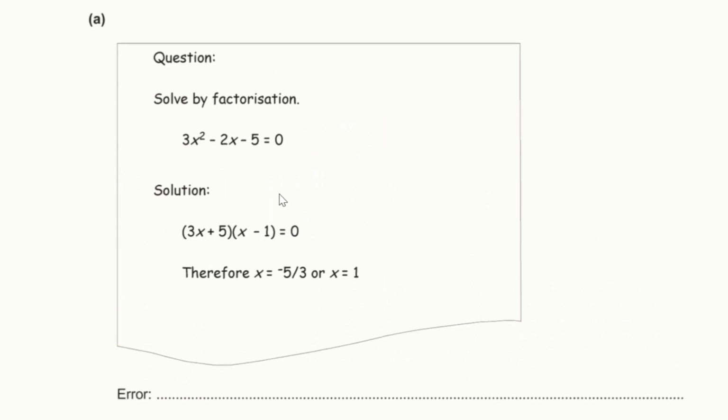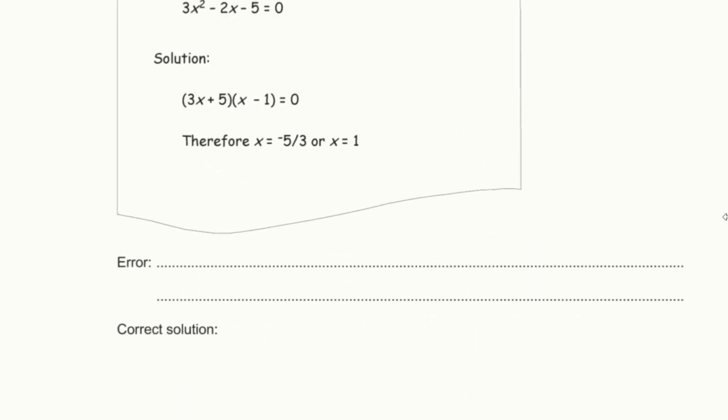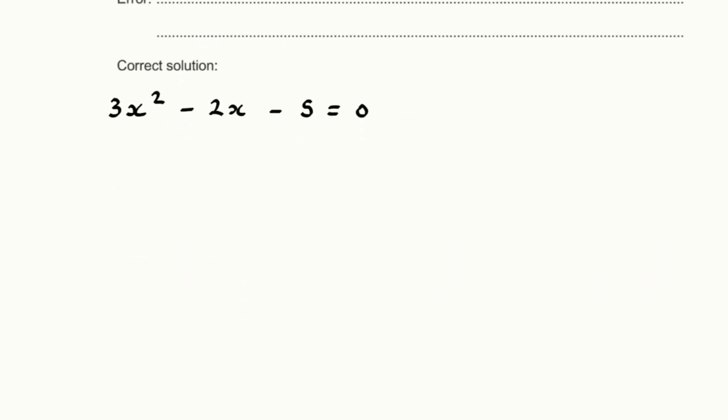Well, if I take a look at the error over here, what we can do is work out our own solution and then see where they've gone wrong. I've got 3x squared minus 2x minus 5 equals 0. First thing we'll do is find two numbers which multiply to give 3 times minus 5, which is minus 15, and which add to give minus 2. What are those two numbers?